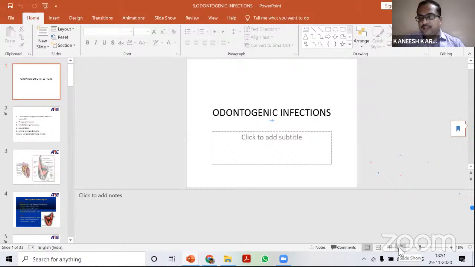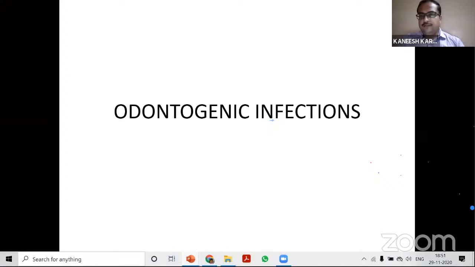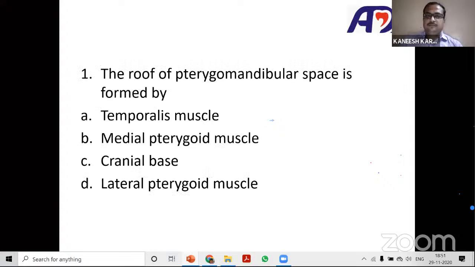Now we'll see the odontogenic infections. Again the same question: why are we so concerned about the pterygomandibular space? Because we give the inferior alveolar block in that space, and there are a lot of space infections which might occur from it. The answer is lateral pterygoid.